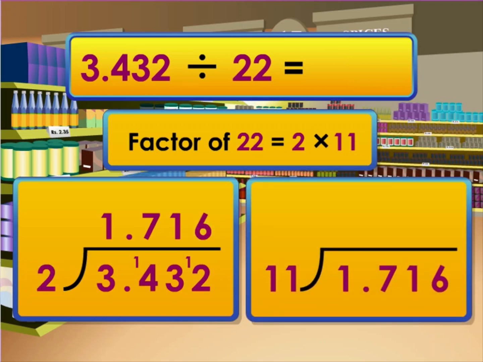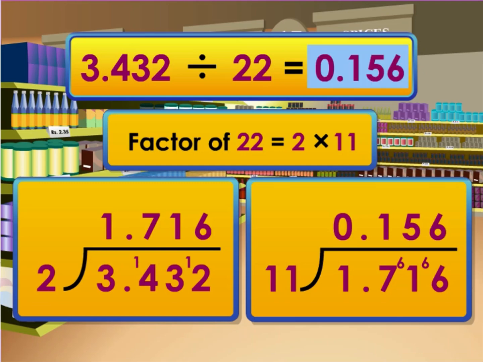Now divide the obtained answer by 11. 11 cannot go into the first number on the left, so put 0 in the answer and a decimal point directly above the decimal point in the number. Now look at the first two numbers, 17. There is only one group of 11 in 17 with 6 as the remainder. 61 divided by 11 is 5 with remainder 6. 11 goes into 66 6 times exactly. So 3.432 divided by 22 is 0.156.